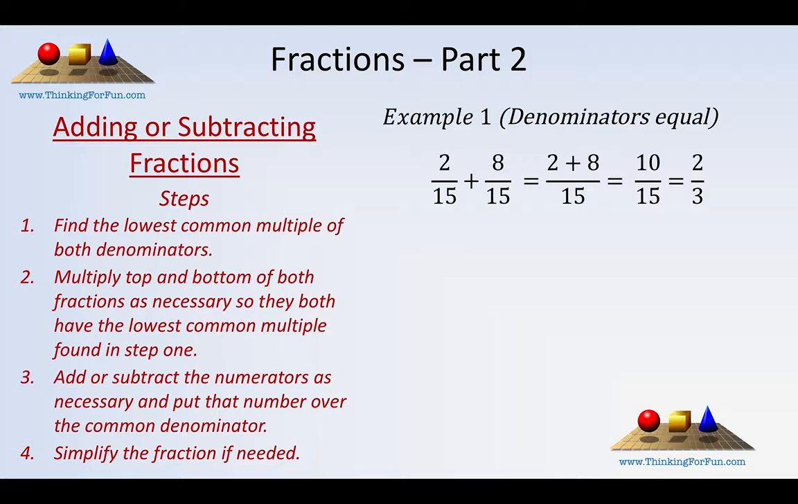Example 1 shows two fractions that have the same denominator, therefore steps 1 and 2 are not required. Jumping to step 3, we add the two numerators, which gives 10, and put this over the shared denominator of 15. As the numerator and denominator share a common factor of 5, we can simplify and rewrite the fraction as 2 over 3.